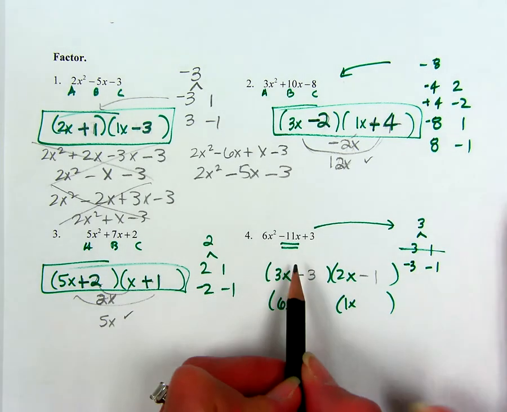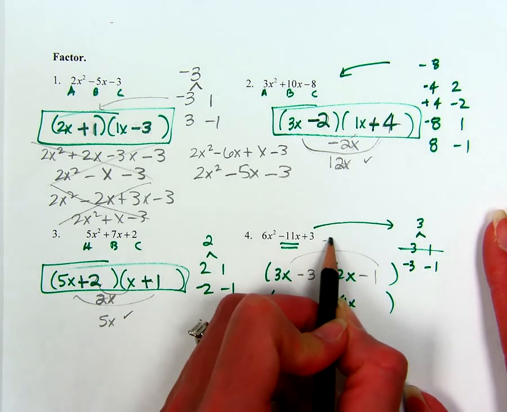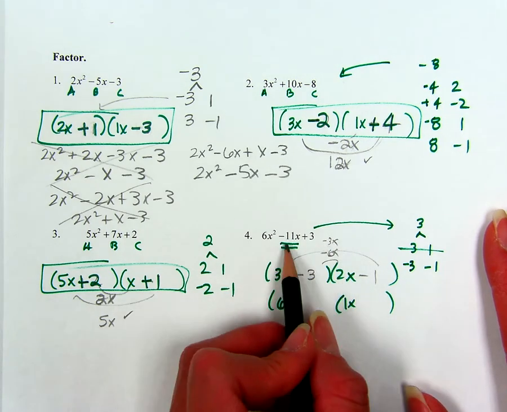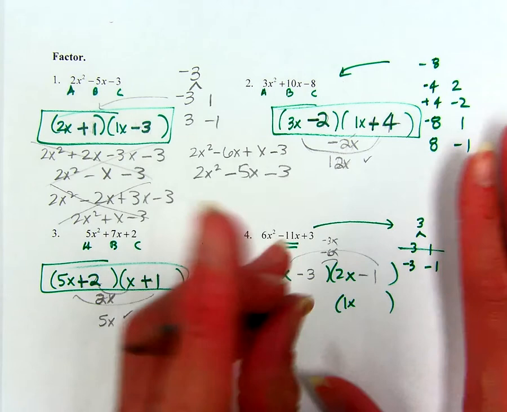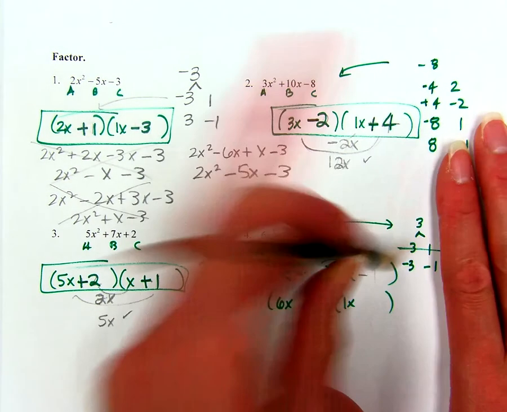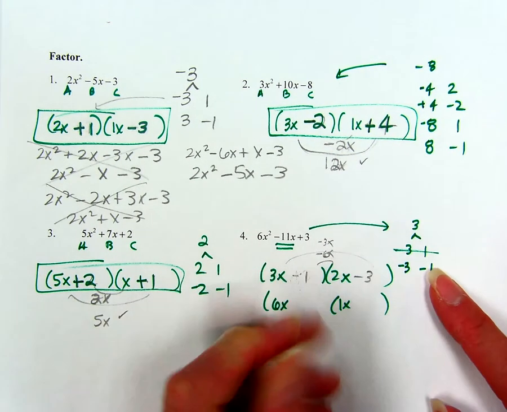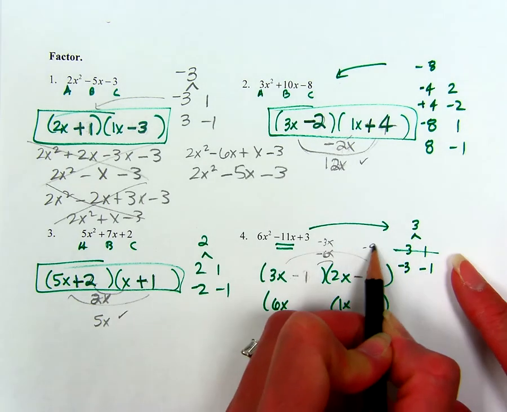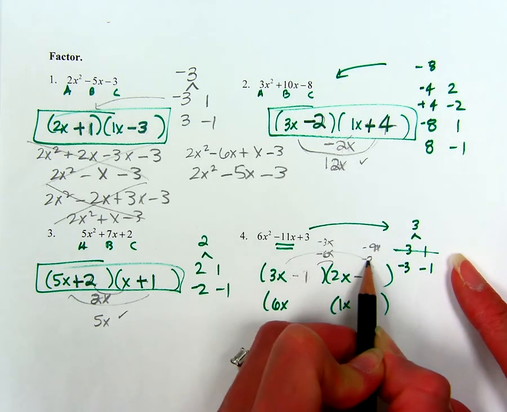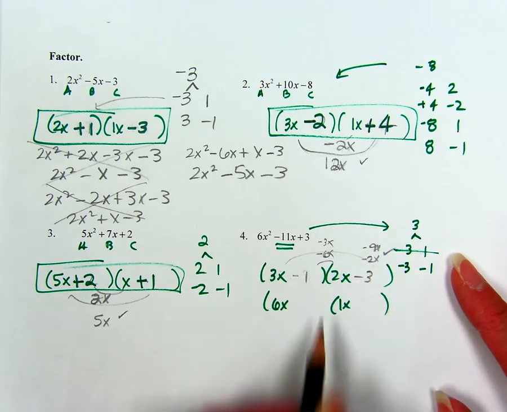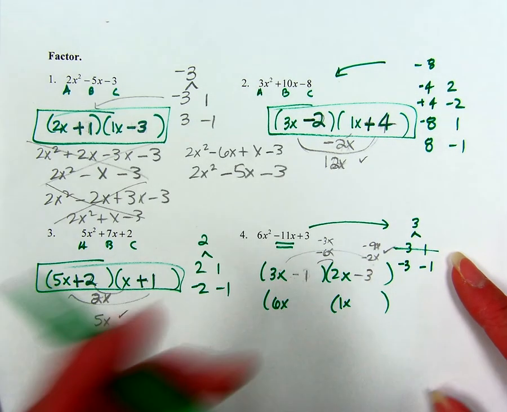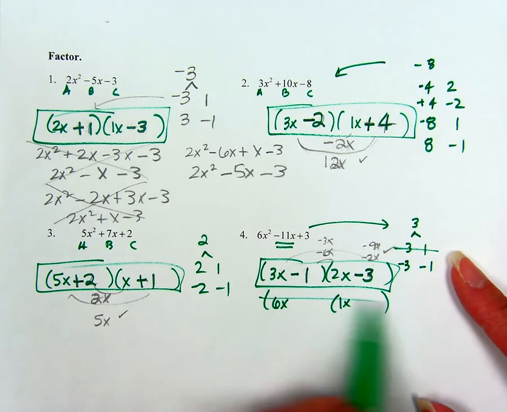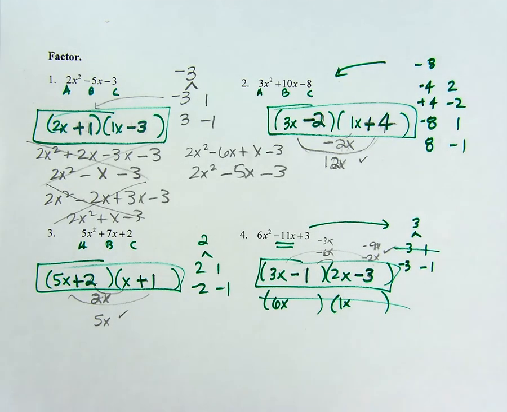All right, so if I multiply my outer, I get negative 3x, inner negative 6x. If I add, that gives me negative 9. That's not negative 11. All right, so that number is wrong, so switch the numbers. So try the 1 here and the 3 here. All right, so if I multiply, I get negative 9x and negative 2x. And when I add that, I get negative 11x. So that's the correct one. Since I found the correct answer, I don't even need to bother with this other set of binomials.